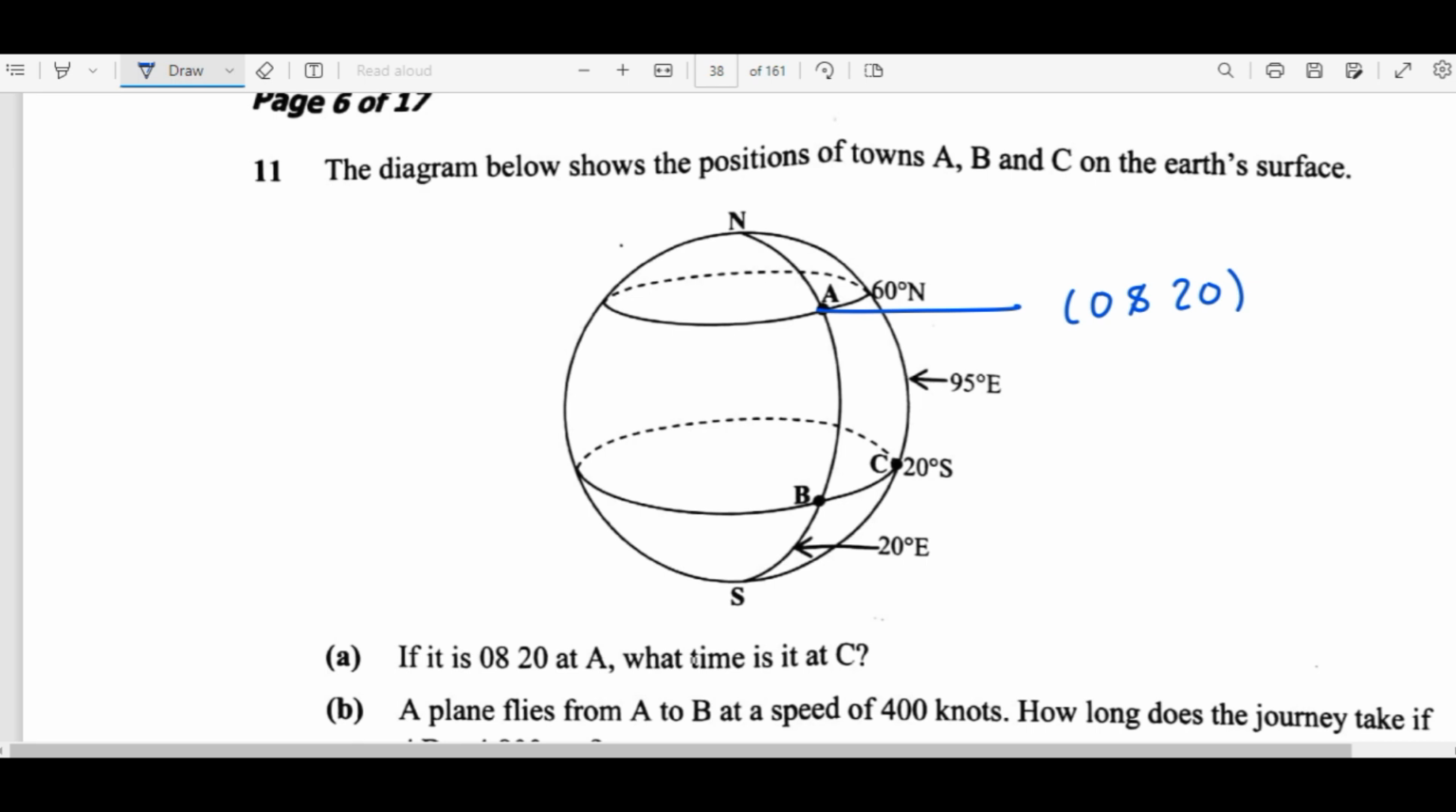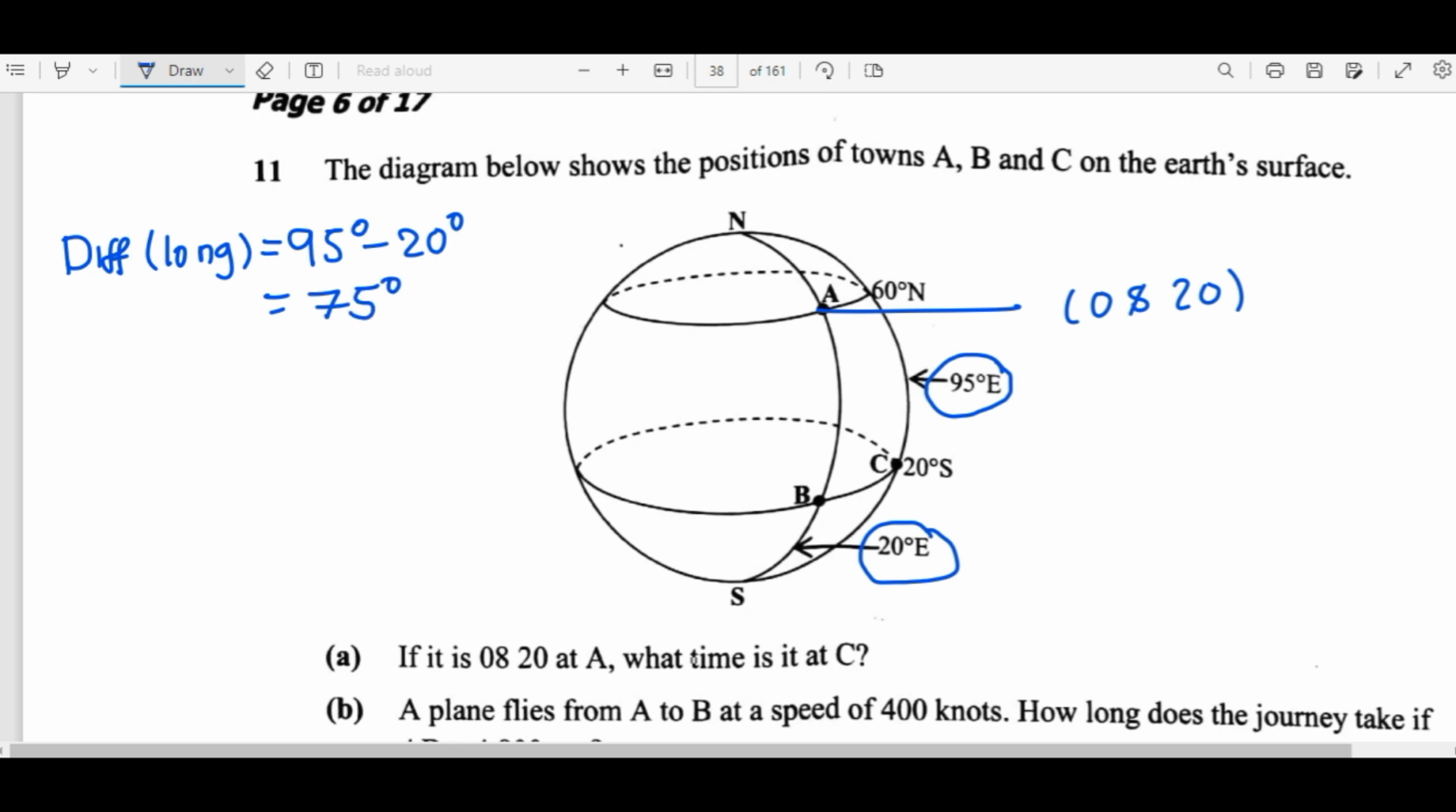So what are we supposed to do? We need to find the difference in longitude. So that is the first step that you are supposed to do. Find the difference in longitude. Now we need to look at the longitude: point A is 20 degrees east, then point C is 95 degrees east. So we need to subtract since they are on the same side. So 95 minus 20, the difference here will give us 75.